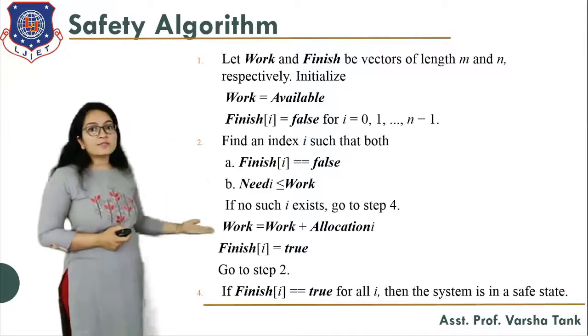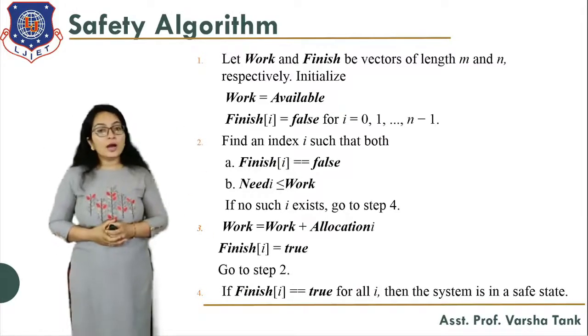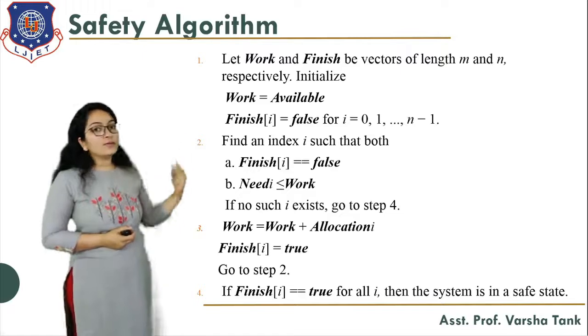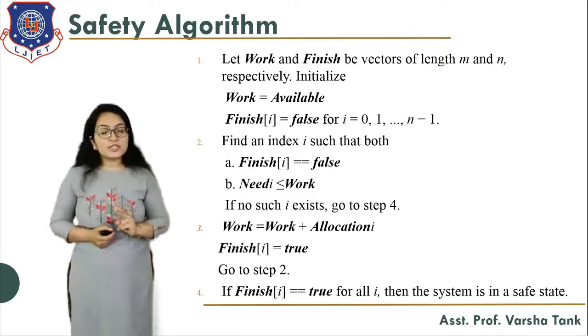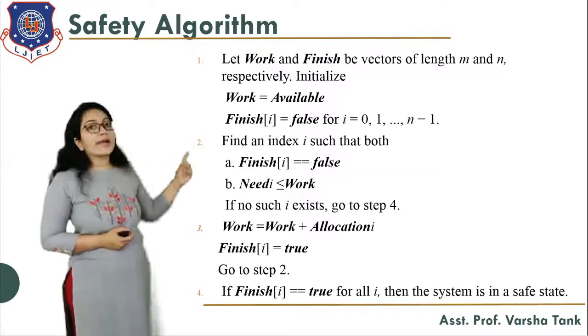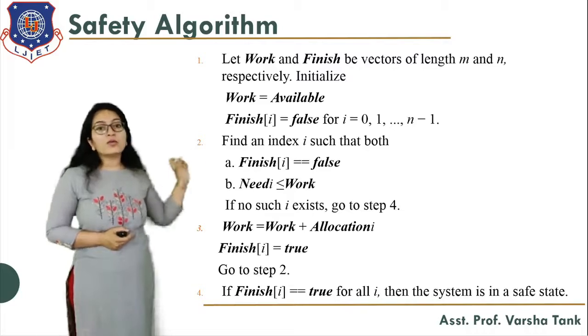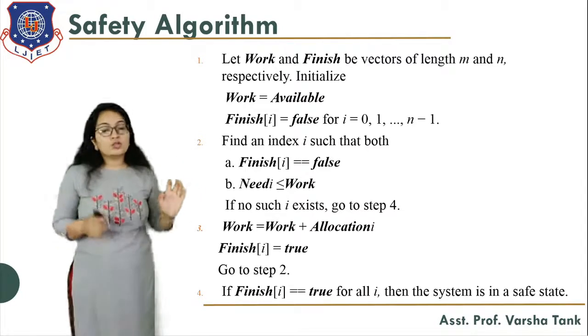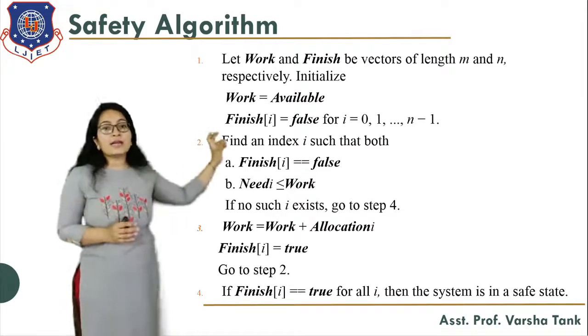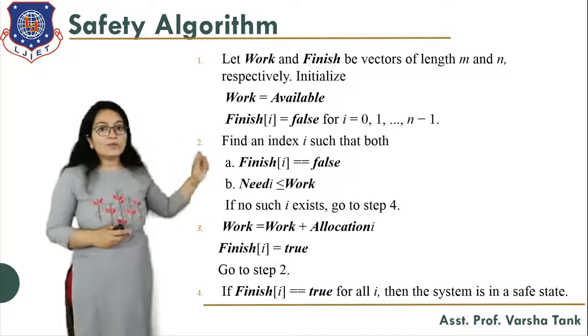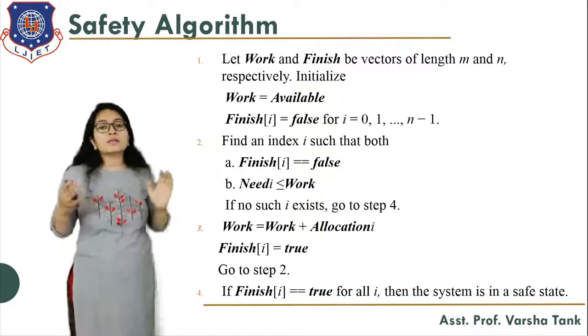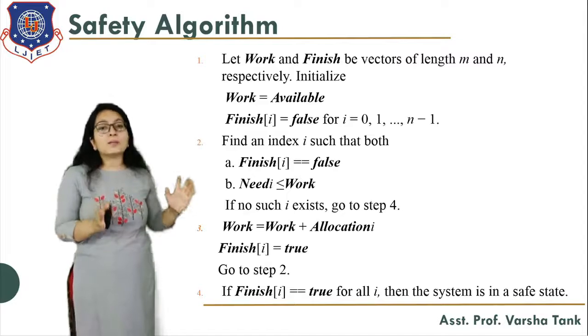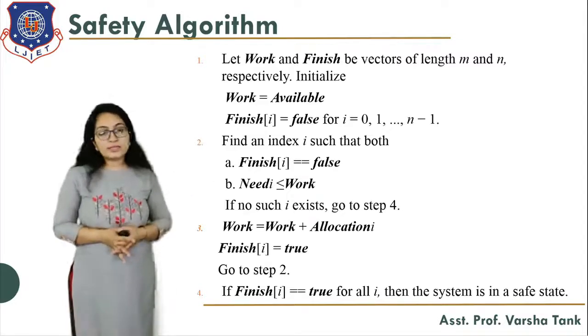These are the steps for the safety algorithm. In the first step, we are defining two vectors. Which are the two vectors? Work and finish. Work means the total available resources, so whatever the available resources are will be assigned to work. And finish of I is equal to false. That means right now no process has completed its task.